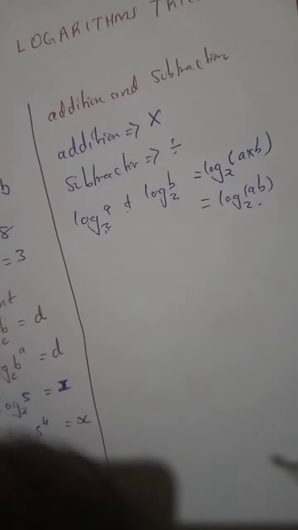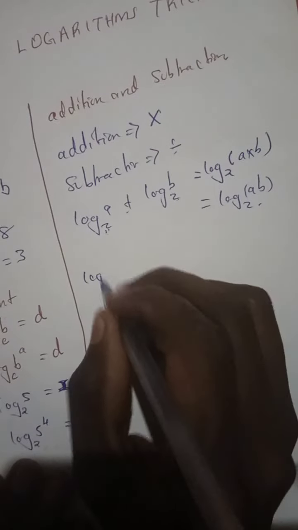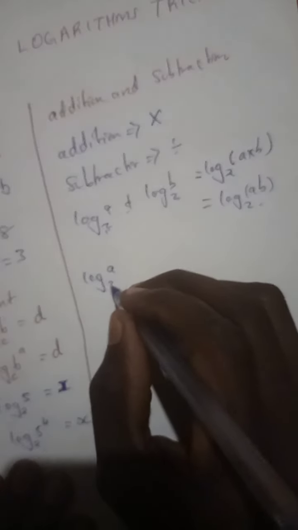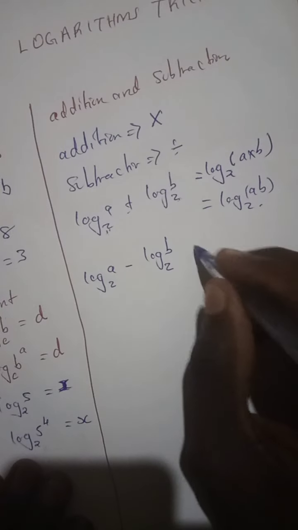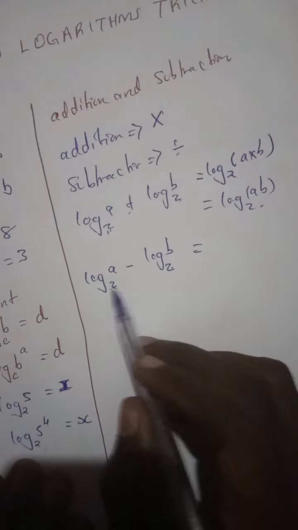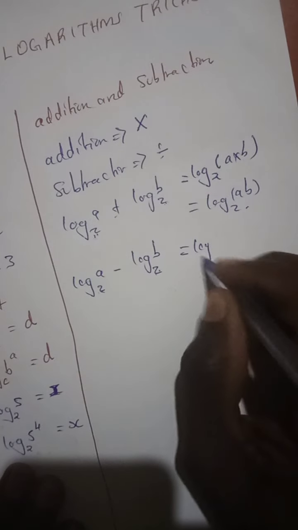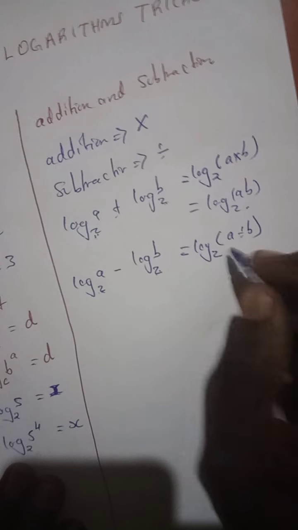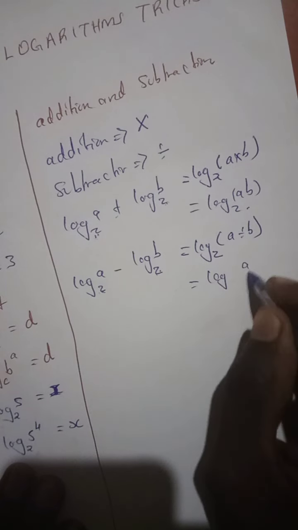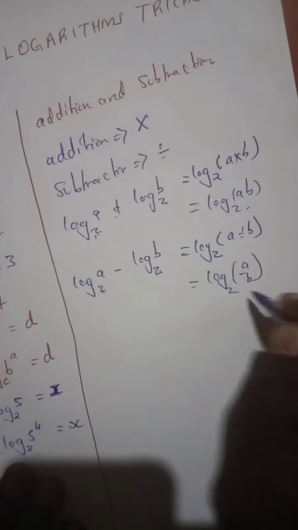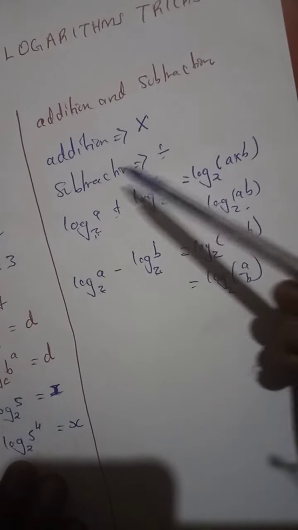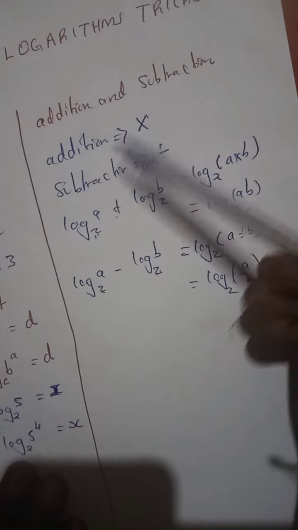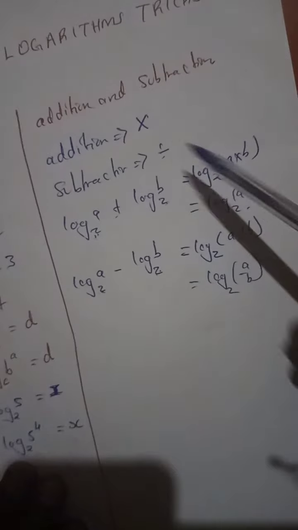In the same way, you can also have the logarithm of a to base 2 minus the logarithm of b to base 2. Again, you check the bases, the bases are the same, so it becomes the logarithm of a divided by b to the base of 2, which is the same as the logarithm of a over b to the base of 2. Therefore, the trick is that addition implies multiplication, while subtraction implies division.